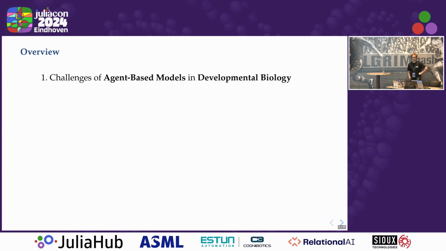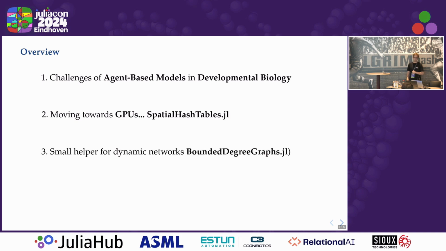So I want to talk today a little bit about agent-based modeling, but slightly from the perspective of which challenges do we have in developmental biology. And that's mostly picture show. And then I have two packages which are relatively small. One of them is focusing on making agent-based models on the GPU faster. And the other one is just a very small helper tool I needed and made into a small package.